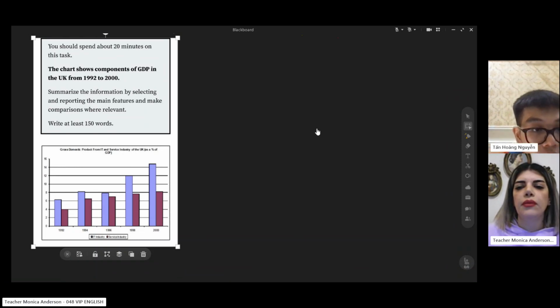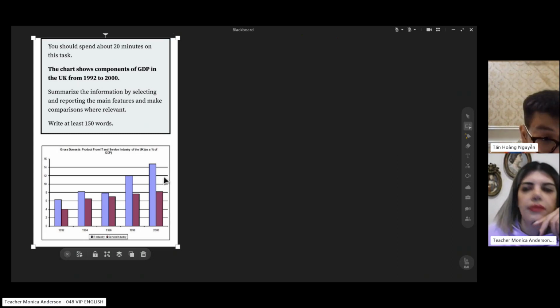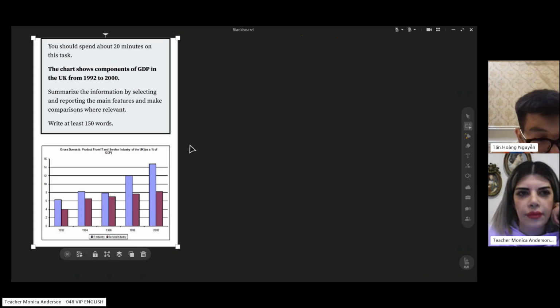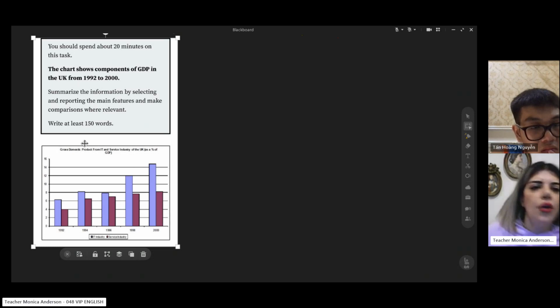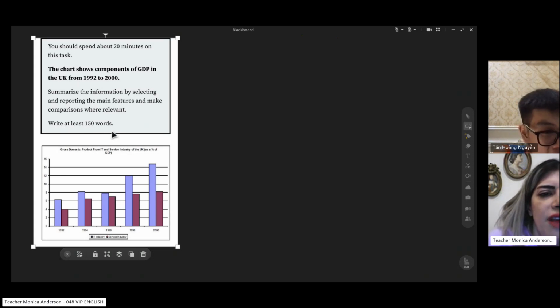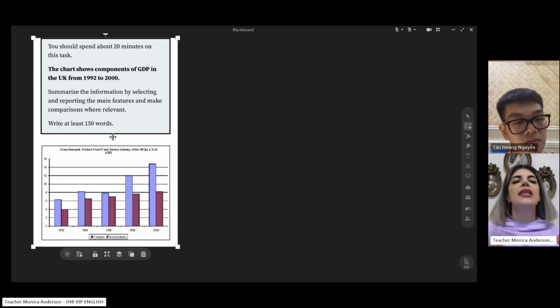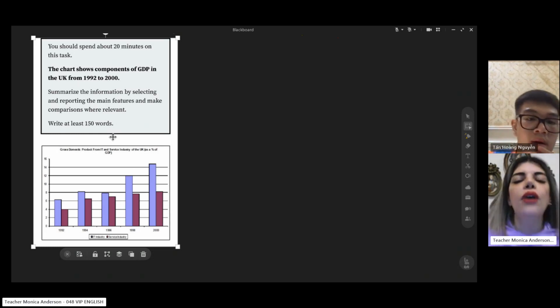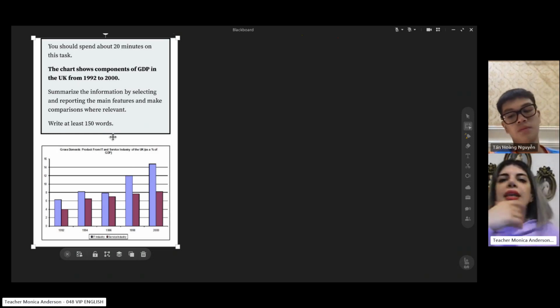The main, I don't see the color that symbolizes the IT industry. Okay, so we have gross domestic product from IT and service industry of the UK as a percent of GDP. This is the title of our chart. Okay, now I want to paraphrase this one in order to make an introduction. So first of all, it's your turn to make an introduction.